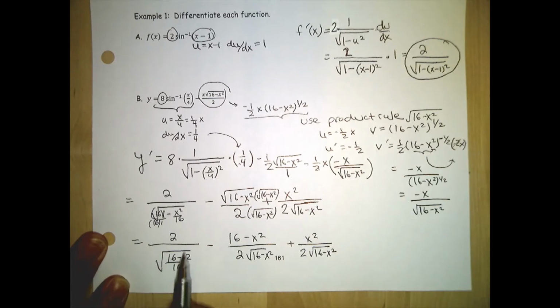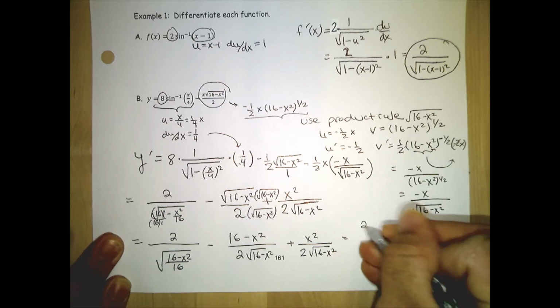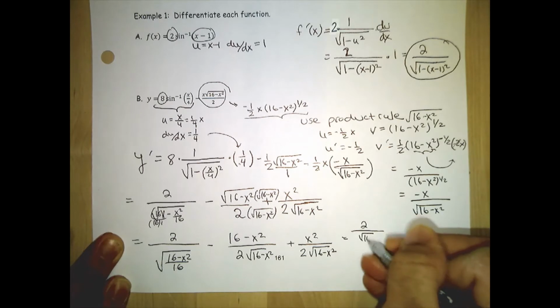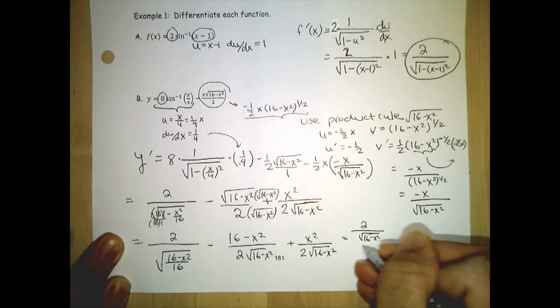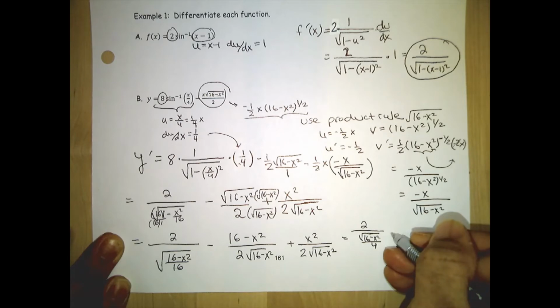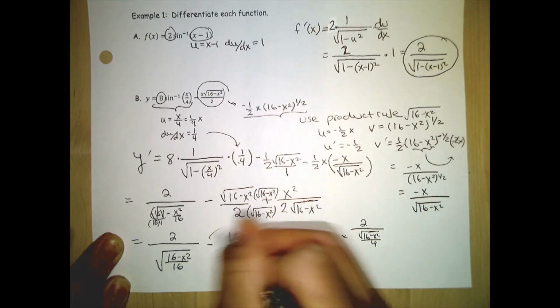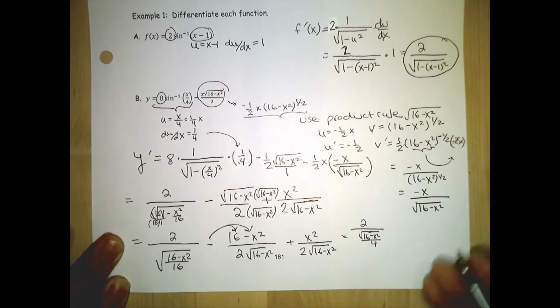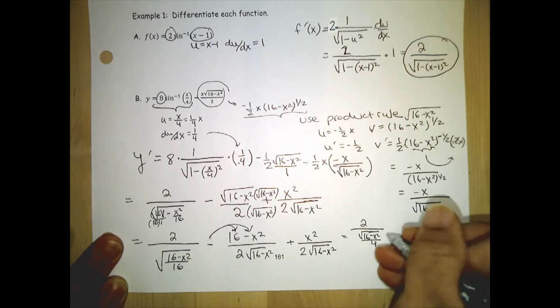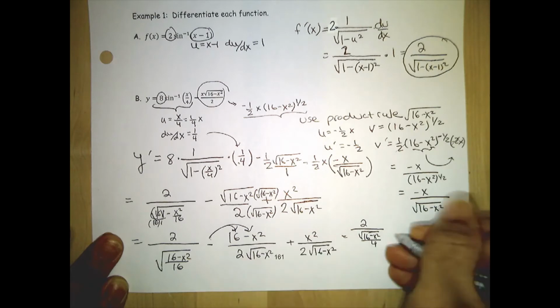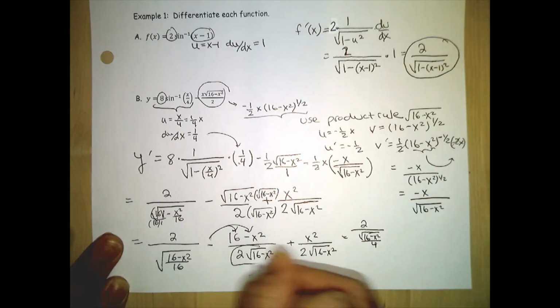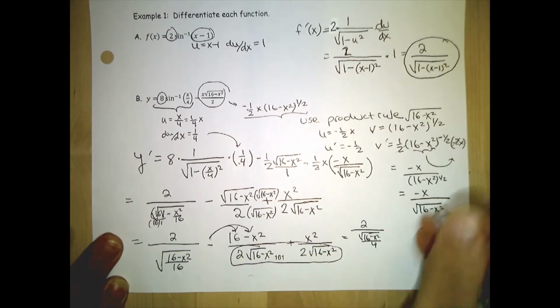And then what do I do here? I have the square root of 16 is 4, so I have 2 over the square root of 16 minus x squared over 4, and then I'll actually distribute this negative here, so don't forget to distribute that negative here. Well, these already have the same denominator, so just be careful about all this.